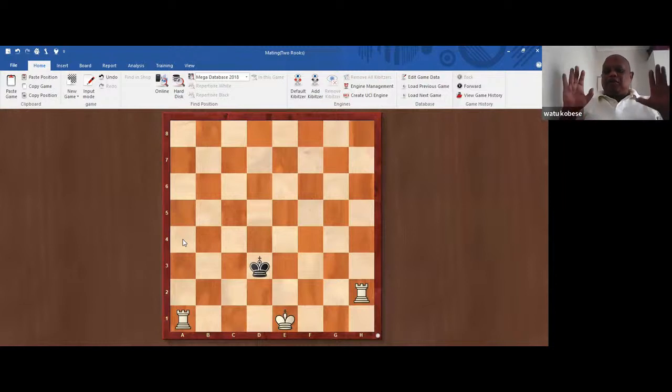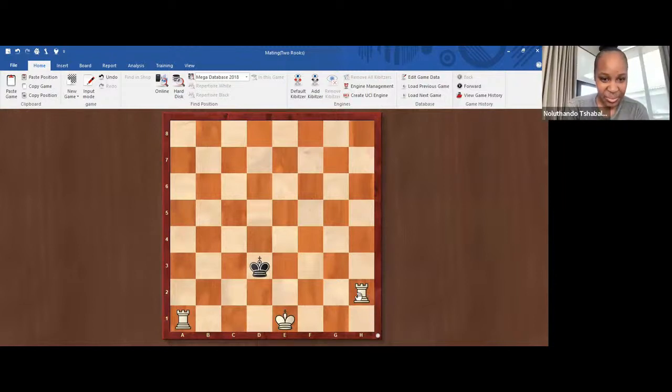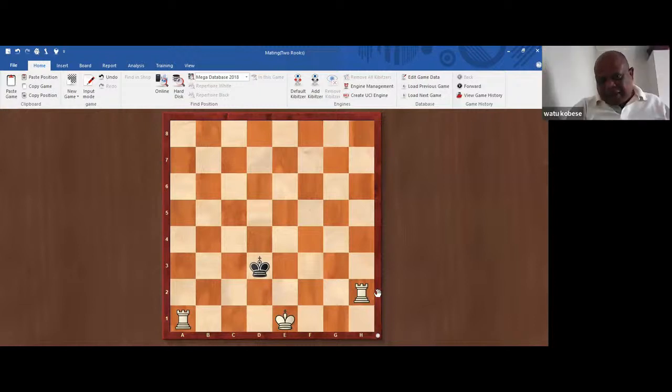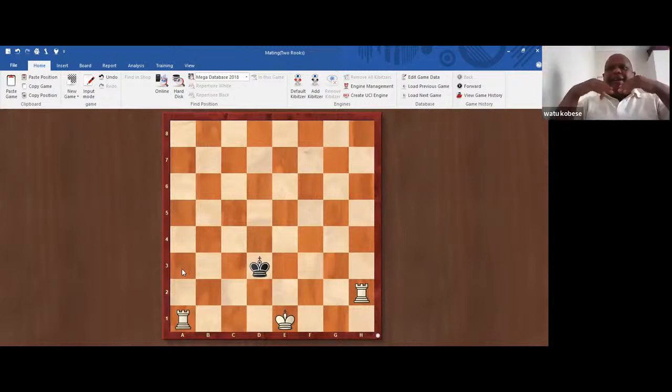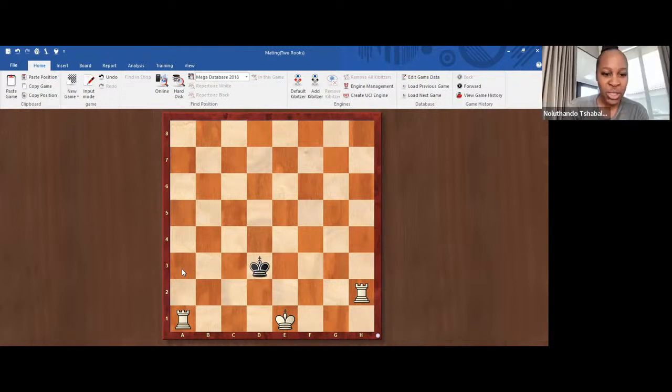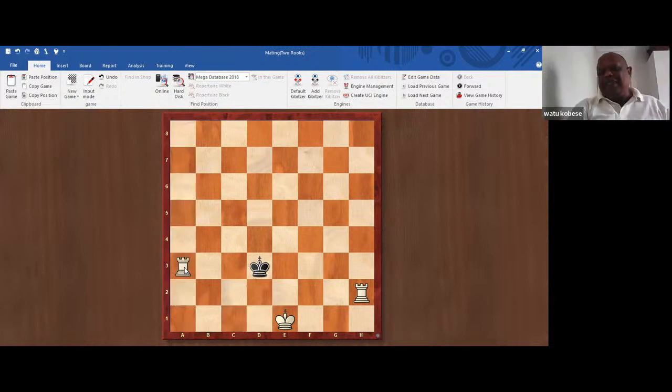But remember, you are trying to force the king back. So you've cut this rank already. You take control of the second rank, you take control of the third rank, you take control of the fourth rank as you're pushing the king backwards. So then I'll take it to a3. Brilliant. That's a brilliant move. Rook a3, check.